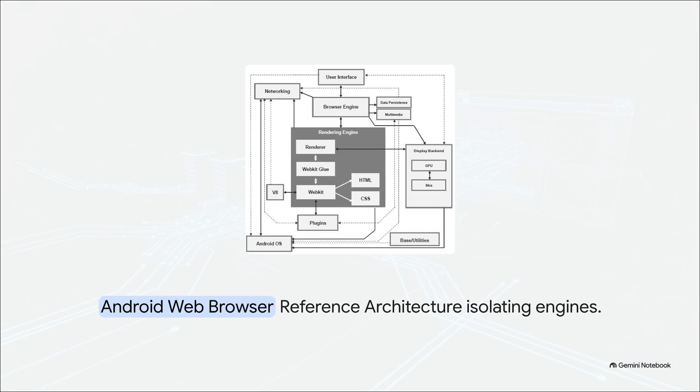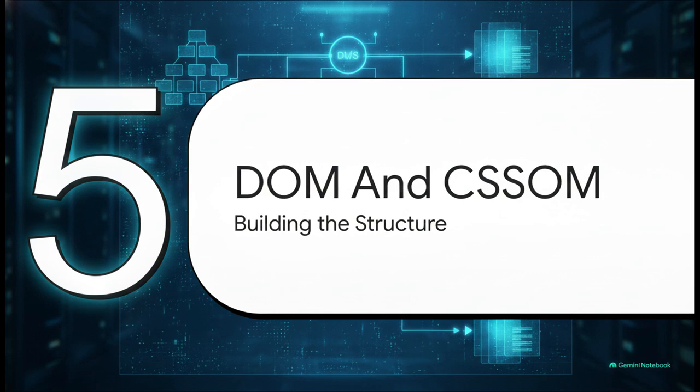If a heavy, clunky script crashes the rendering engine in one tab, it doesn't take down your whole browser, or worse, compromise your underlying operating system. It relies heavily on inter-process communication to keep the user interface snappy while the heavy lifting happens in the background. Now for part 5, constructing the DOM and CSSOM, building the actual structure.